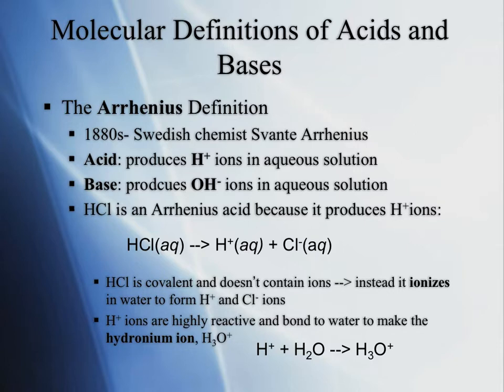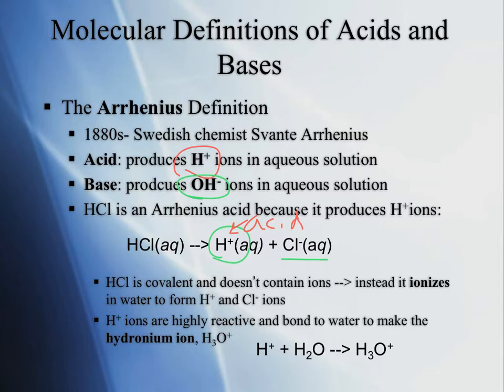Acids produce hydrogen ions in solution. So in his experiments, he noticed that acids produce hydrogen ions and bases produce hydroxide ions, which is OH minus. So acids have an H plus ion that gets broken apart into solution, and bases produce OH minus ions in solution. So hydrochloric acid is an Arrhenius acid because when we put it in water, it breaks apart into H plus and Cl minus, and that presence of the H plus means that it is an acid.